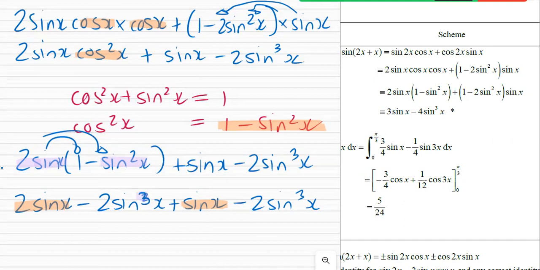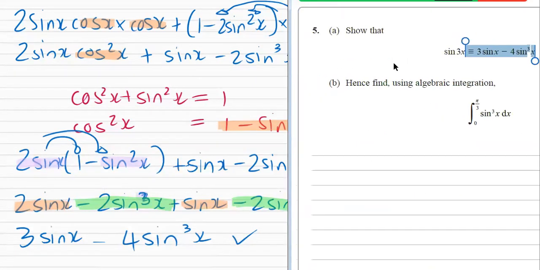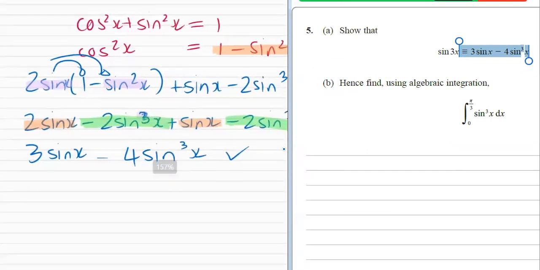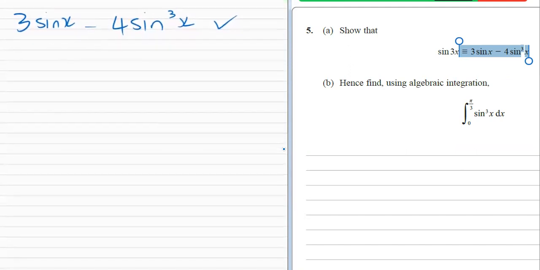This is sine x times sine squared x. So our like terms: 2 sine x plus another sine x is 3 sine x. And then negative 2 sine cubed x minus 2 sine cubed x is going to be negative 4 sine cubed x. And that, I think, is us good. So this is the finish for question 5A. Question B, so we rearranged it to look like that.